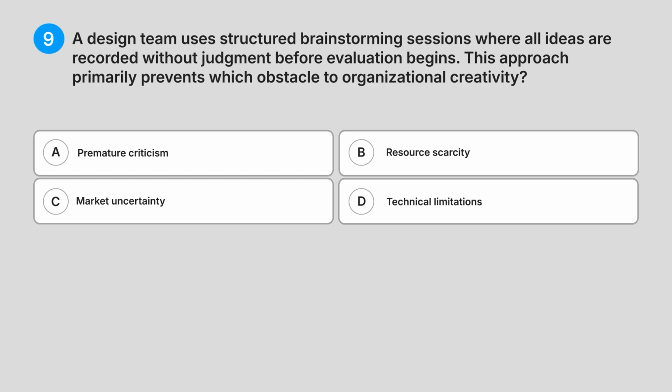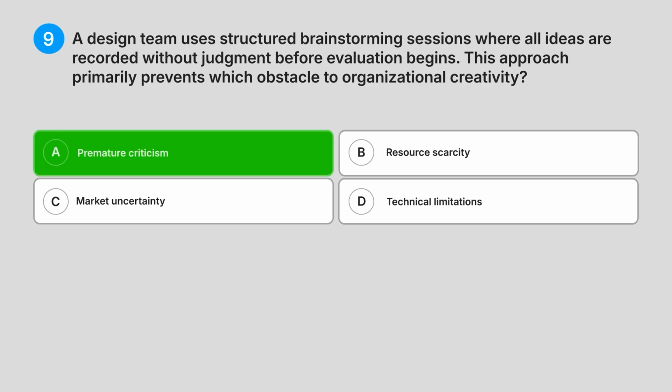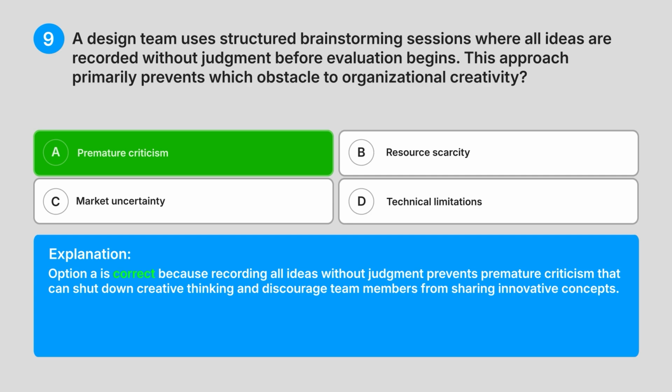Correct answer, A. Premature criticism. Explanation. Option A is correct because recording all ideas without judgment prevents premature criticism that can shut down creative thinking and discourage team members from sharing innovative concepts.